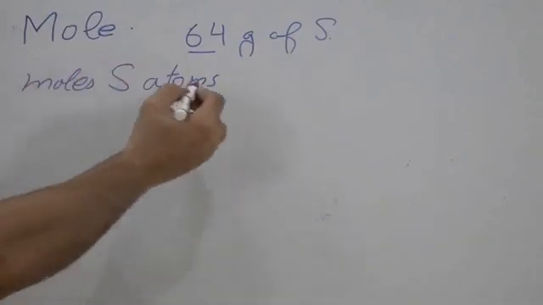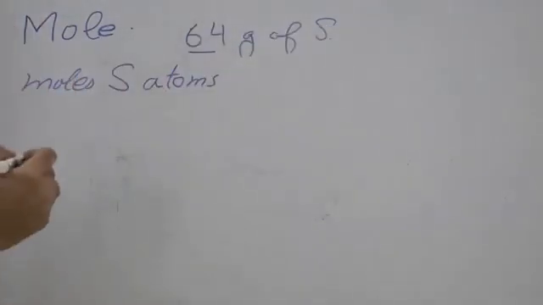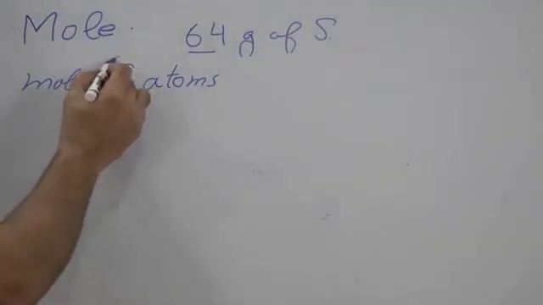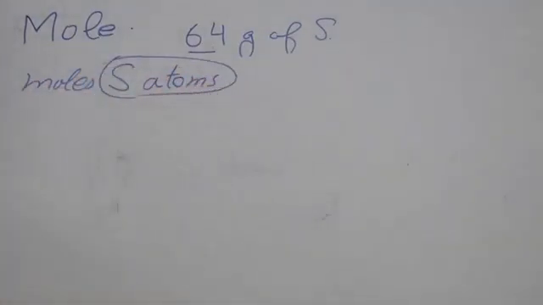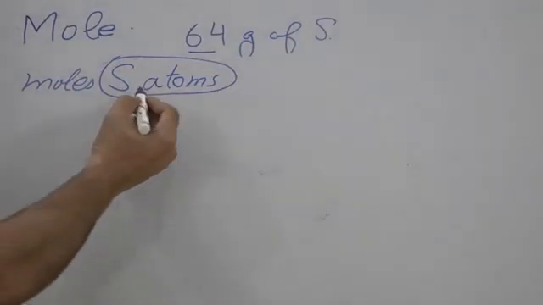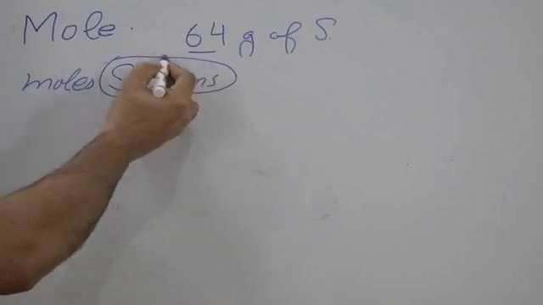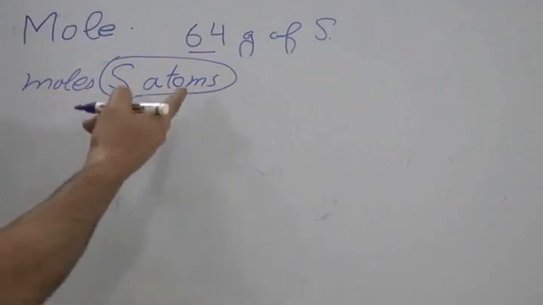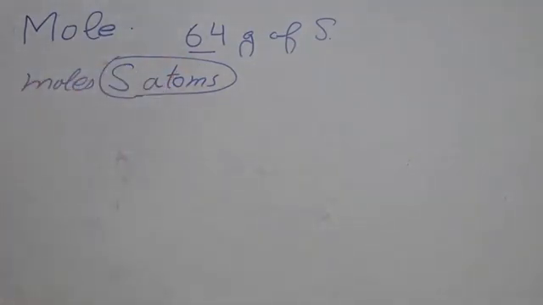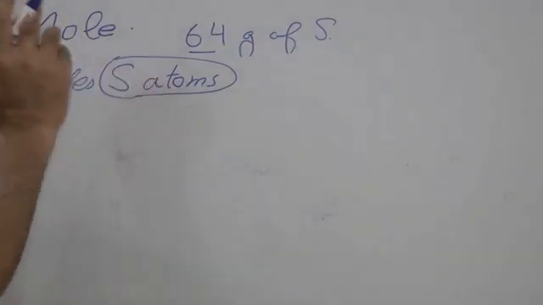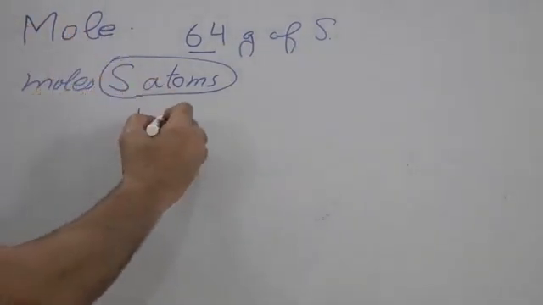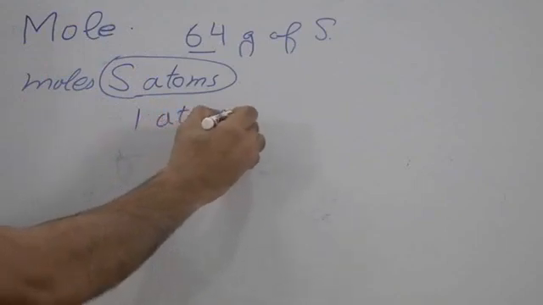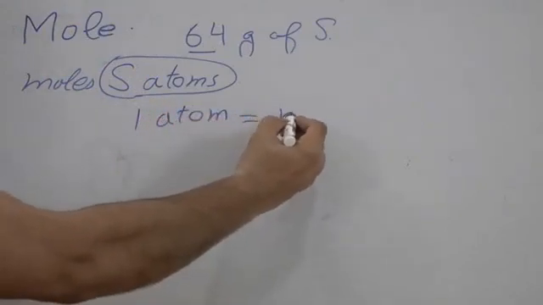Moles of sulfur atoms we have to find out in 64 gram of sulfur. Here we have to pay heed to this. So what we have to do? We have to first calculate the mass in u of the unit, the number of which we have to find out. We have to find out the number of which? Sulfur atoms. That is why we must know the mass in u of one sulfur atom.